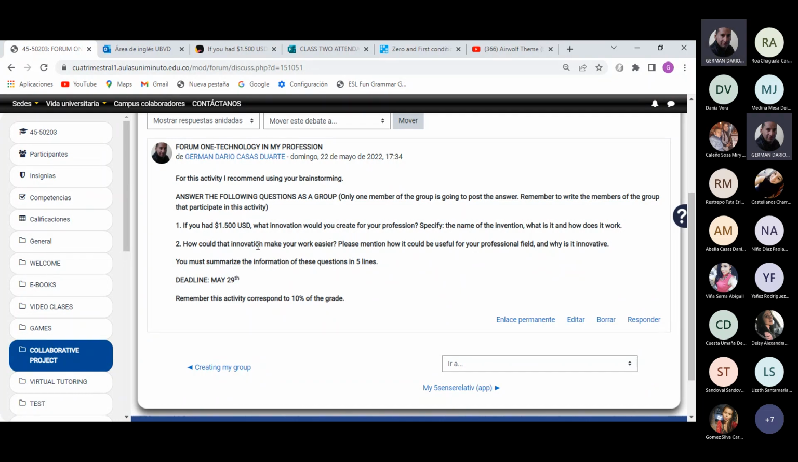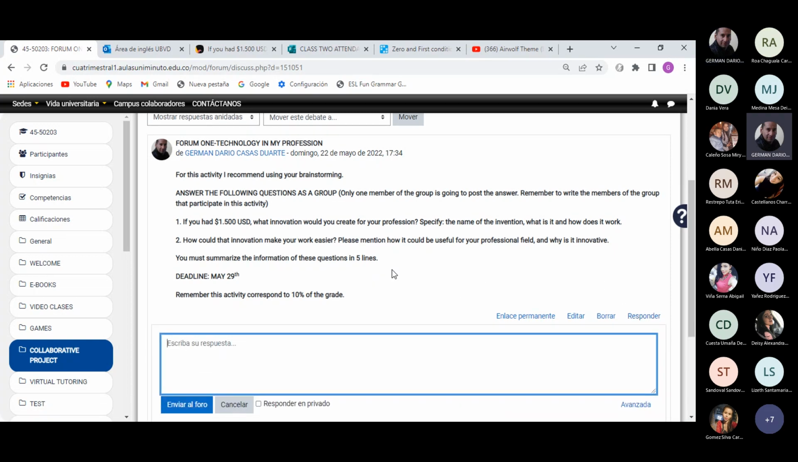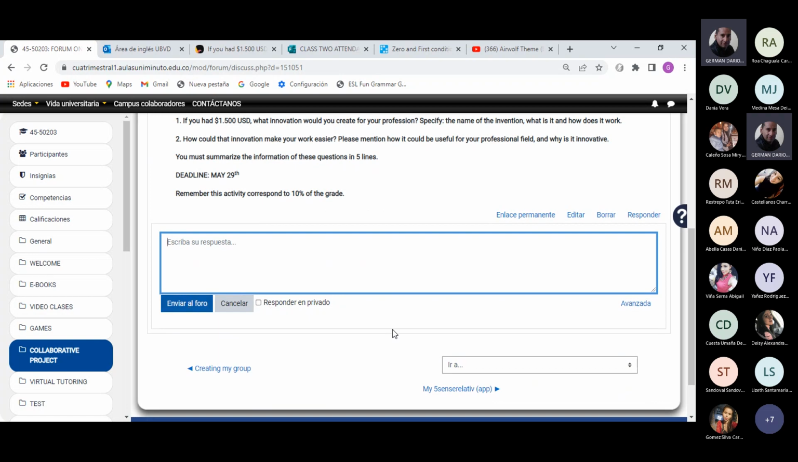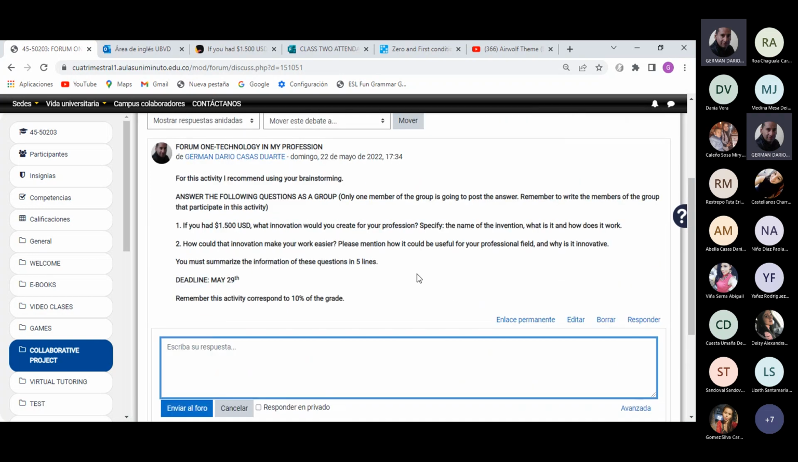Bueno, entonces pues les voy a explicar para que me entiendan bien. Entonces póngale cuidado. La idea es que pues ustedes hagan la lluvia de ideas como yo les mostré. Lo que pasa es que estoy mirando que creo que acá no se puede anexar. Cuando les dé responder, a ver si se puede responder en privado. No, no, no. Bueno, entonces después miramos cómo hacemos lo de la lluvia de ideas.